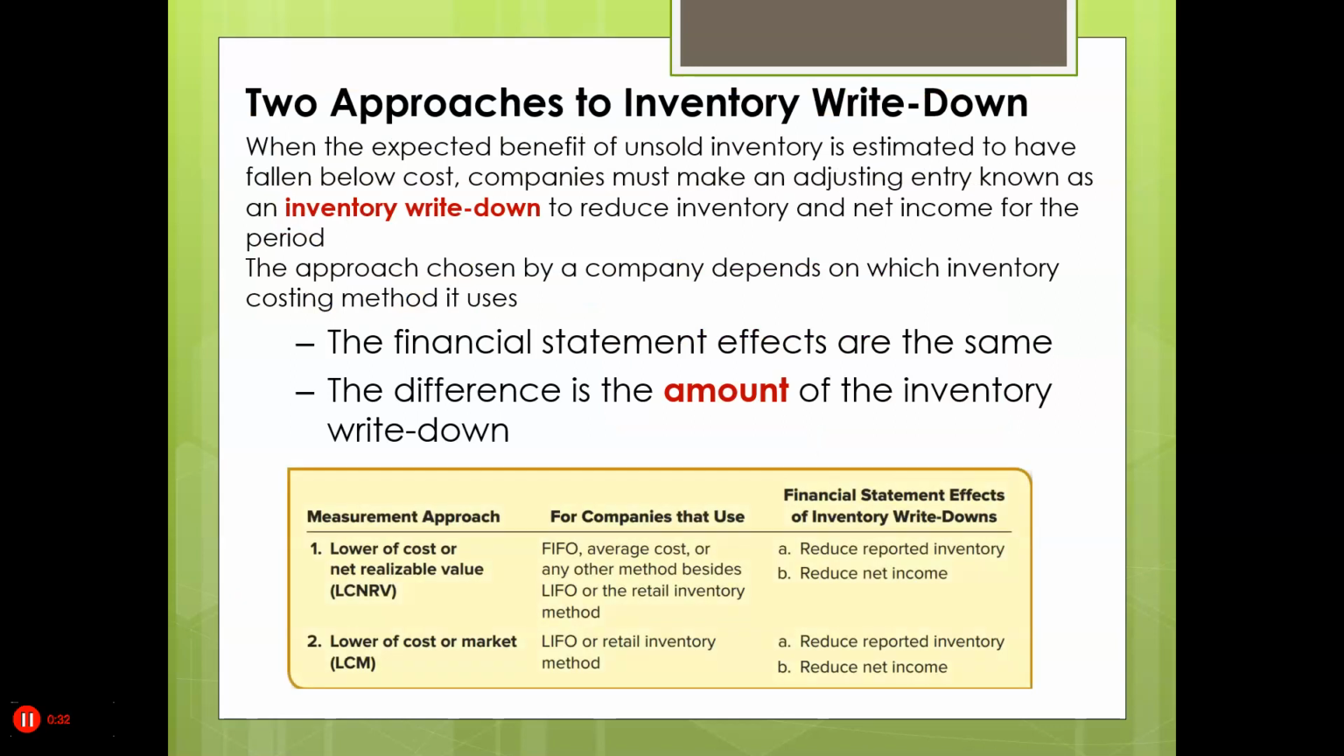So we have two methods we like to use. We can use the lower of cost or net realizable value, and that's for FIFO. It's everything except LIFO or retail inventory method. And then we use lower of cost or market for LIFO or retail inventory method. So let's go through an example.